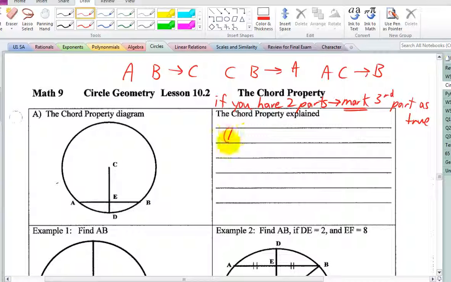So one part is a line from center. You might not be able to see it on your diagram, but there must be a dot showing that a radius or a diameter comes from center. Radius or diameter.